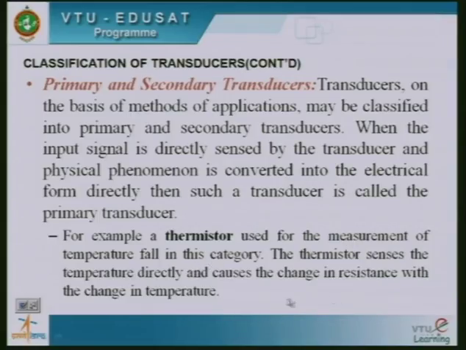The thermistor senses the temperature directly and causes a change in resistance. So assume that I have a conductor here, and whenever the temperature of the room changes, the property of the conductor, that is the resistance of the conductor, keeps changing. So the temperature directly influences the resistance change in the conductor, and that is what we call primary transducers. So let us define what a primary transducer is. Primary transducer is any device where a change in a physical quantity influences the change in an electrical parameter, or directly changes the energy, and that is what we call primary transducers.